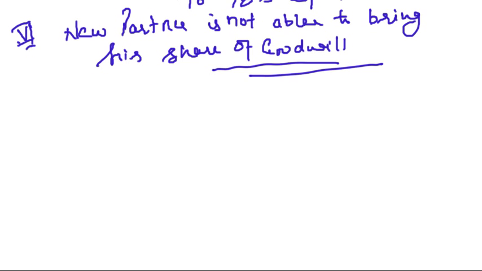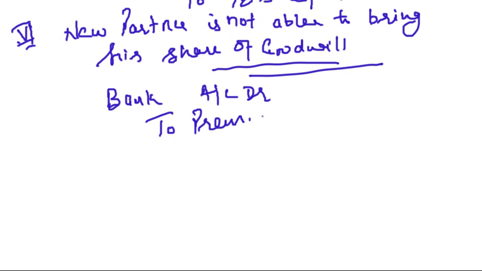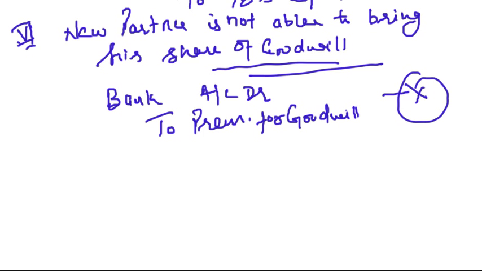Now, what to do? Very, very simple. There is no entry for bank to premium. Will there be any entry? Bank account debit to premium for goodwill. What will be the amount? Nothing, because he is not bringing anything. How can we pass this entry? There is no money coming into the bank. There is no cash. So there will be no entry. But ultimately, this amount has to be recovered from the new partner only.